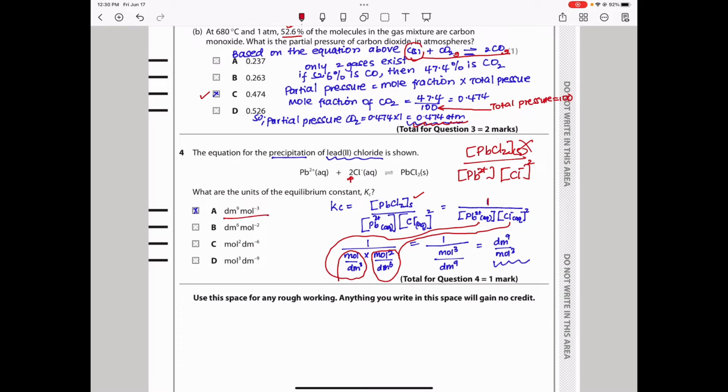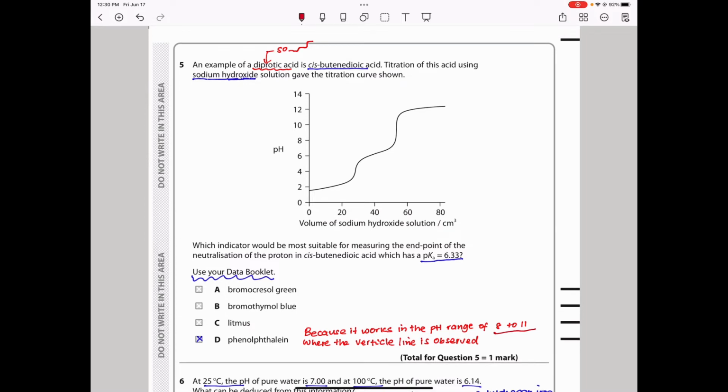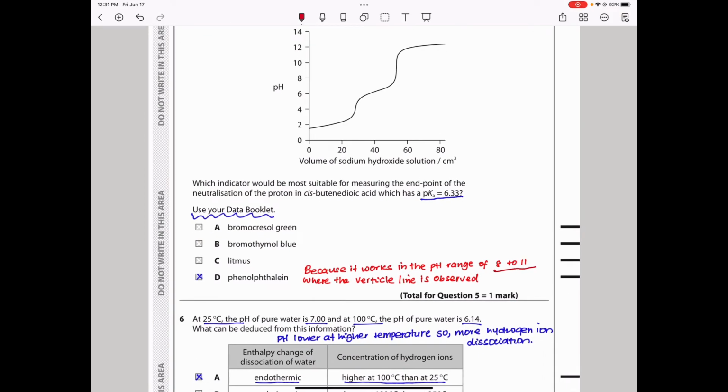So I'll continue to question 5. Question 5 says, an example of a diprotic acid is cis-butenedioic acid. Titration of this acid using sodium hydroxide solution gave the titration curve as we can see. So they're using sodium hydroxide solution, that's why the pH is increasing. So they say, which indicator would be most suitable for measuring the endpoint of neutralization of the proton in cis-butenedioic acid, which has a pKa of 6.33.